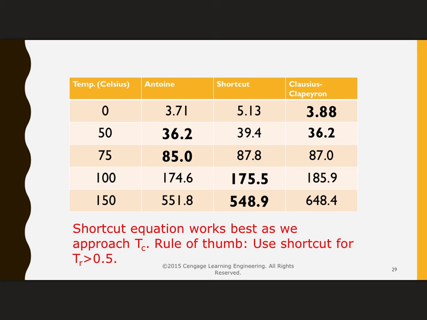But what about those higher temperatures? The shortcut equation, its rule of thumb is that you don't want to use it unless TR is greater than 0.5. And it's really best as you get to that 0.7 range. And in fact, for the higher temperatures, that would be my recommended choice to use. And again, you see that they are not that far off of the Antoine, but I still think that shortcut is probably better than Antoine because the Antoine has only been validated for data between 20 and 81.